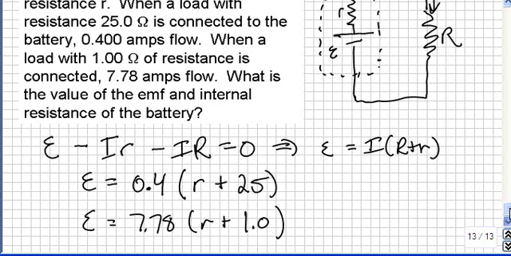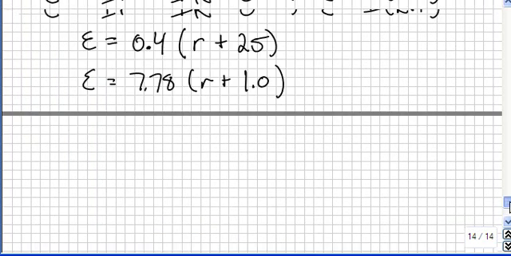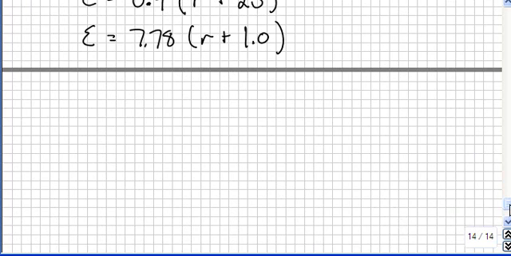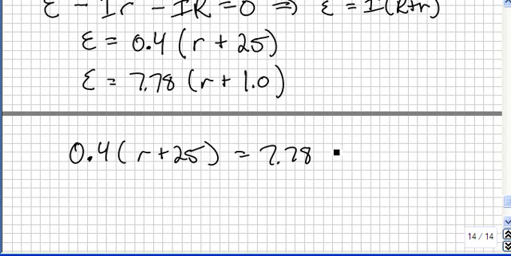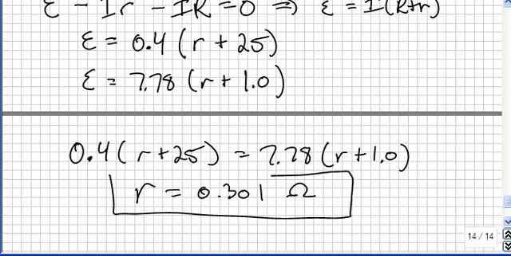So I basically have two equations and two unknowns. In particular, just by examining the equations, I can see that it's pretty straightforward just to set them equal to each other. The right-hand sides are equal to each other because they're both equal to the EMF. So I get the relationship that 0.4 times quantity r plus 25 is equal to 7.78 times quantity r plus 1.0. And I could solve this for r. I have to rearrange some terms and do a little tiny algebra. It turns out that r is 0.301 ohms. Okay, so there's the value of the internal resistance.